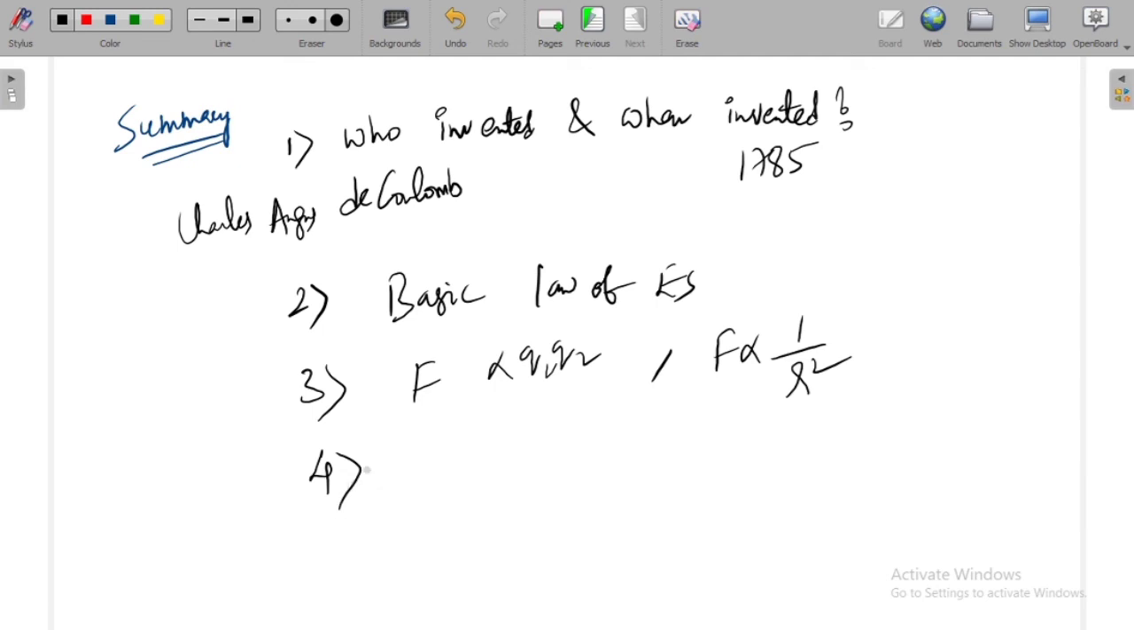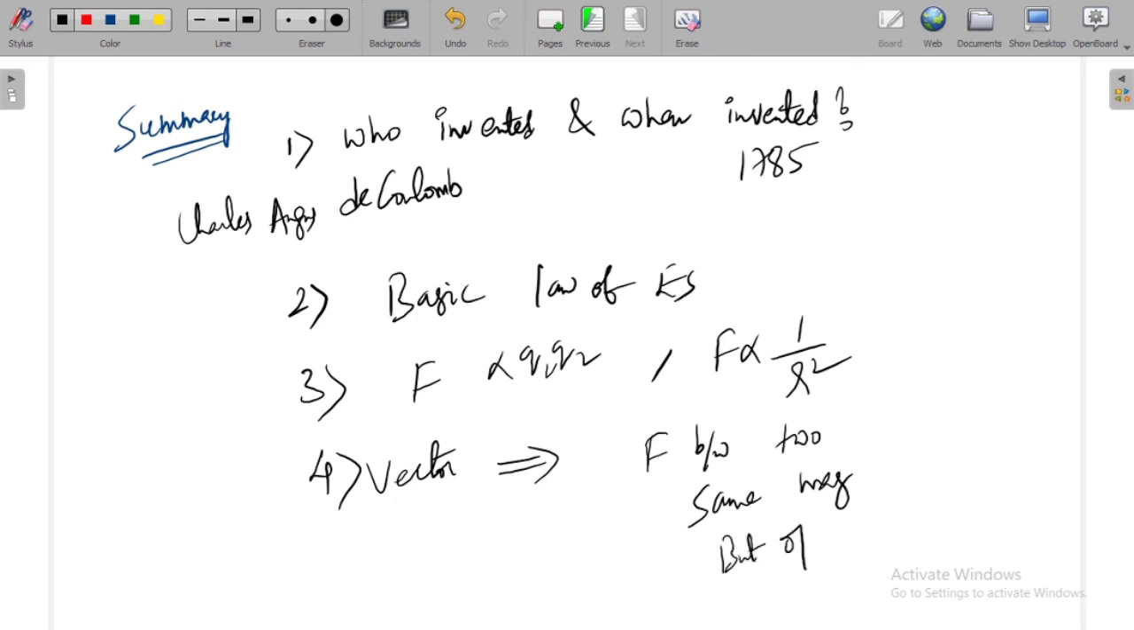And finally we have seen the vector form of Coulomb's law. From the vector form of Coulomb's law, we understood that the force between two charges has the same magnitude but opposite direction.